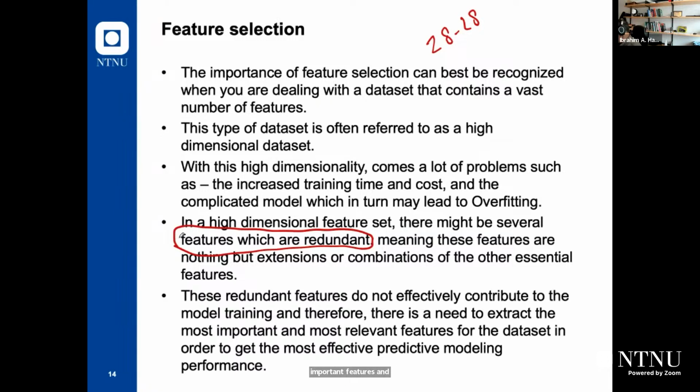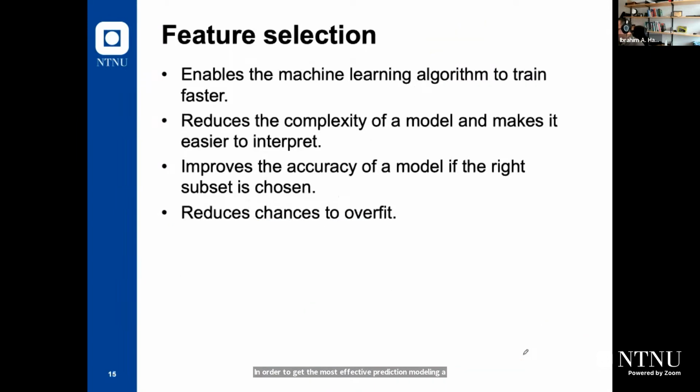Those redundant features don't effectively contribute to the model training. So there is a need to extract the most important and the most relevant features from this data set in order to get the most effective prediction modeling performance. It's very important to select the most important features for this model.